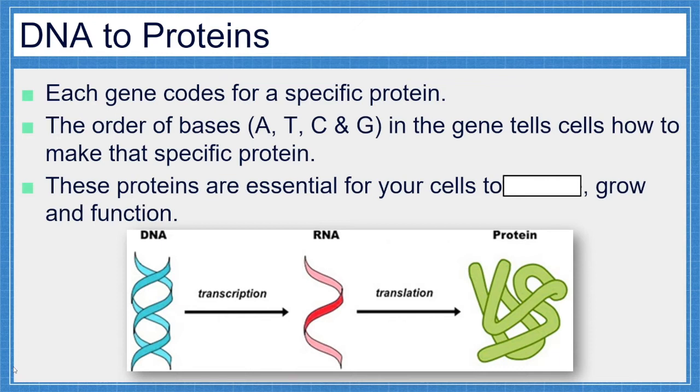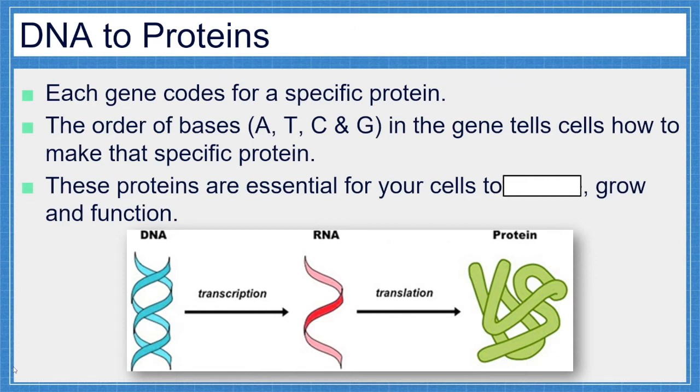You see, each gene codes for a specific protein, and it's the order of those bases, the A, the T, the C, and the G in the gene, that's going to tell the cell how it needs to make that protein. And we'll get into exactly how that happens in a moment. But basically, your DNA, its whole job is to be instructions for making proteins.